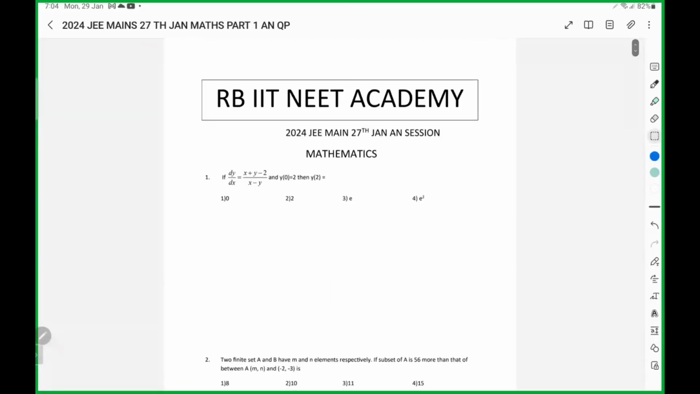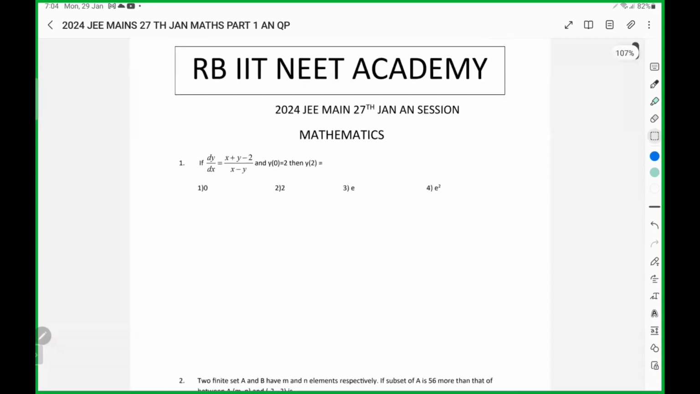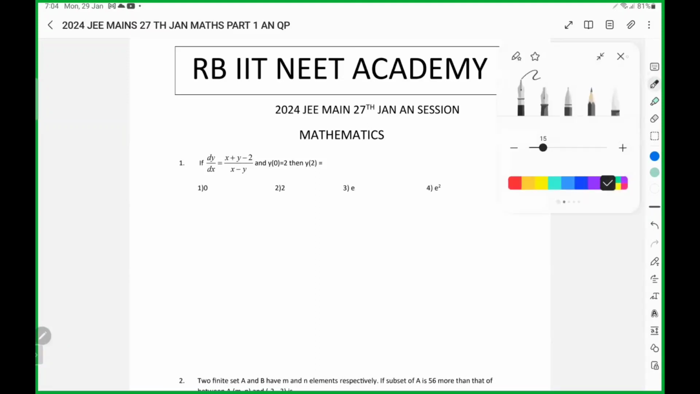This is in this paper. I'll discuss the first 15 questions of the evening session. First one, by seeing this, it is a non-homogeneous differential equation. So how do we solve this?